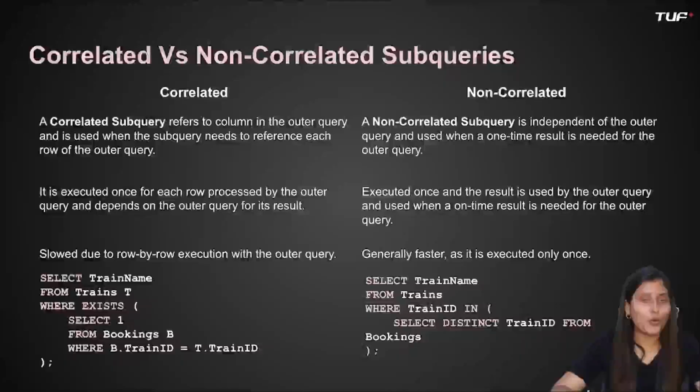So that was all about the whole lecture, where we learned about single row queries, single column queries, multiple column queries and multiple row subqueries, right? And at last we have learned about the difference between correlated and non-correlated subqueries as well. I hope you have learned well. I tried my best to make you understand.